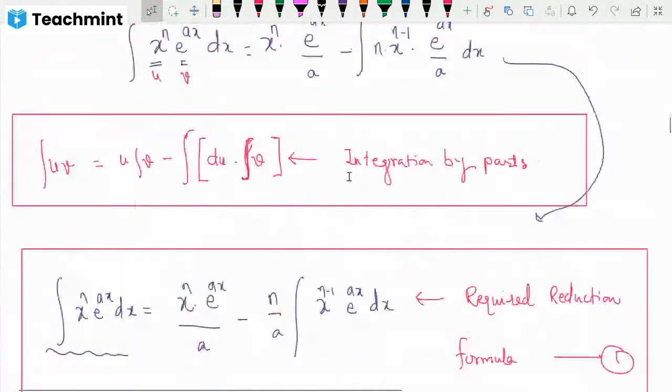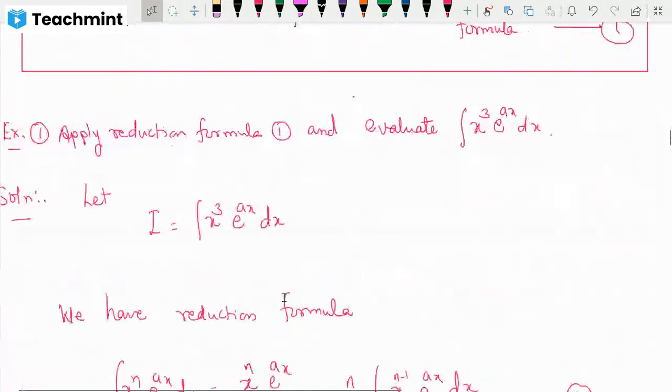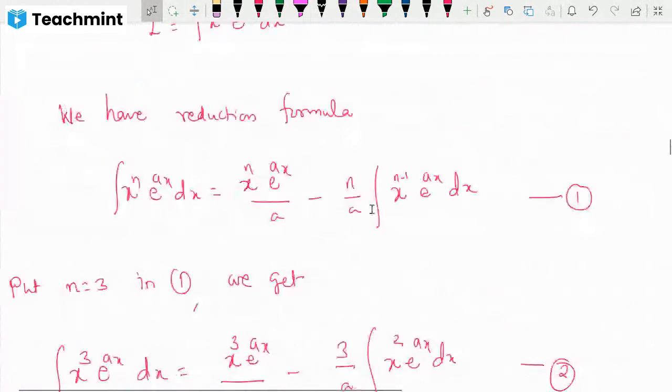Very simple. Just using integration by parts, you can obtain it. So using this reduction formula, first we find integration of x cube e raised to ax dx. So how do we find this integration? Let us see. Actually we have a reduction formula for x raised to n e raised to ax dx.